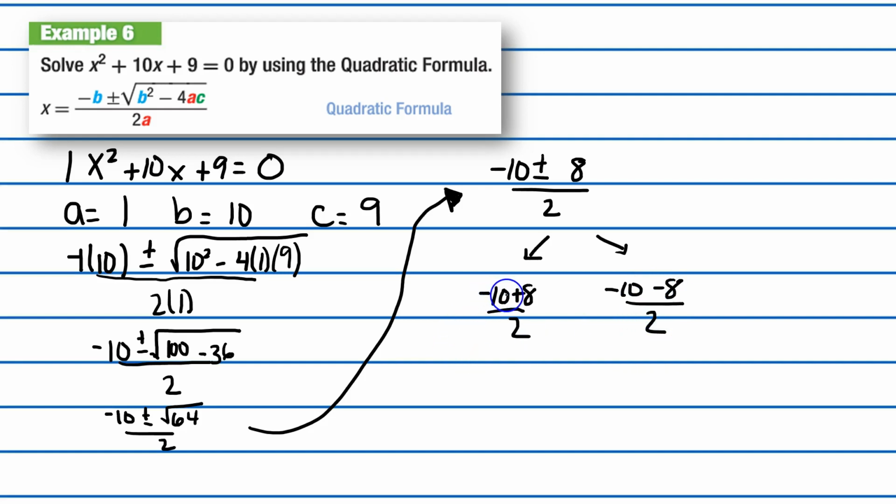So negative 10 plus 8 is negative 2. Negative 2 divided by 2 gives us negative 1. Then add your plus sign. Negative 10 plus negative 8 will give us negative 18. Negative 18 divided by 2 is negative 9. So these are your two solutions. We'll say x solutions. Notice it's in a set notation. Negative 9 is smaller. And there we go.